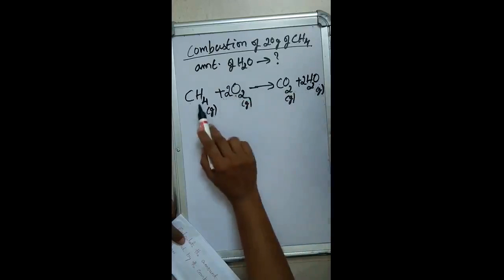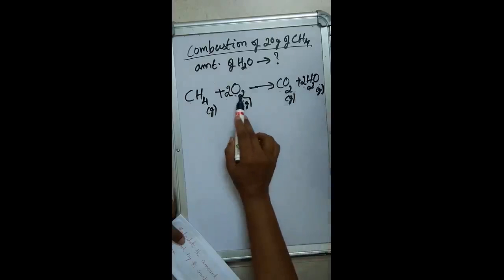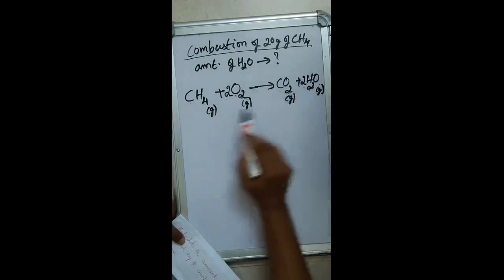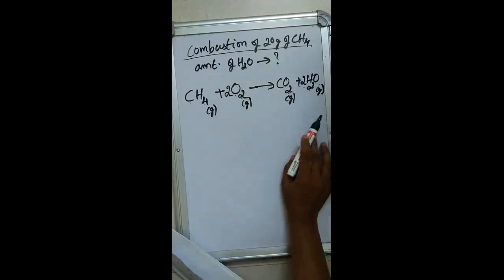So I will cross check. Carbon is 1, balanced. Hydrogen 4, balanced. 2 twos are 4. Oxygen, 2 twos are 4, and here 2 plus 2 is 4. So 4 oxygen atoms are present on both sides. So it is balanced. Now this is a balanced chemical equation.